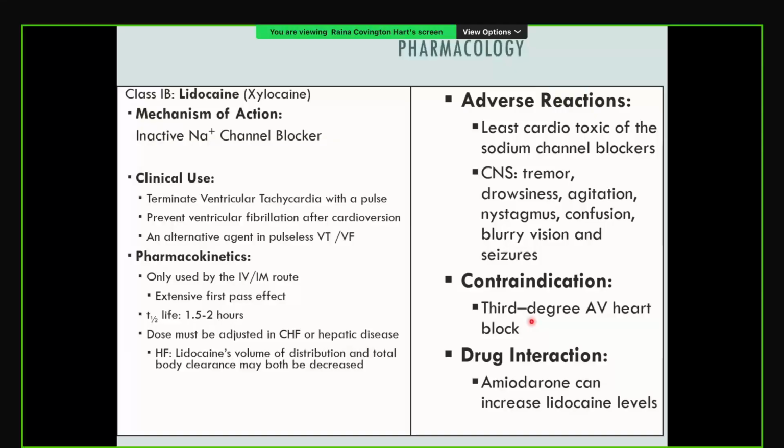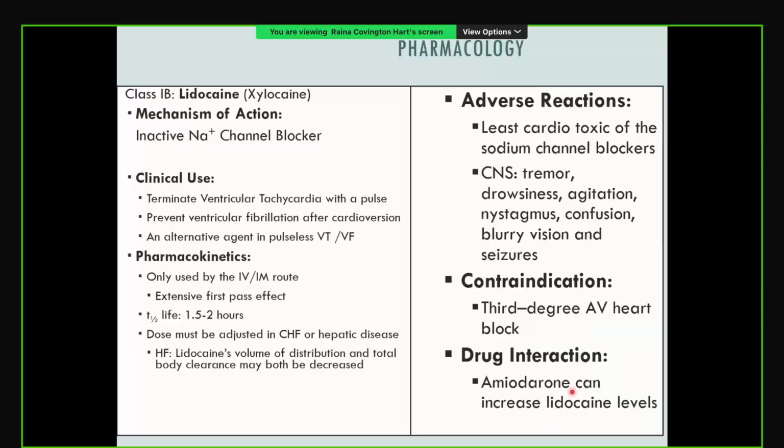But 3rd-degree heart block is going to be a contraindication. What that means with a 3rd-degree heart block is that there is a complete block whenever you're trying to send a signal between your atrium and your ventricles. And so it's not going to be able to communicate, and your heart isn't going to respond how it should to that first signal. And so that's what a 3rd-degree heart block is. But just remember, heart block is a contraindication.